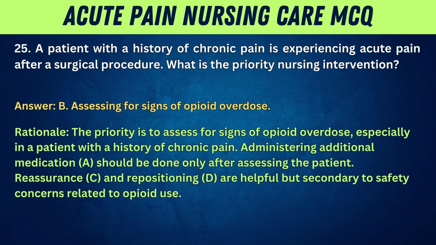Rationale. The priority is to assess for signs of opioid overdose, especially in a patient with a history of chronic pain. Administering additional medication, A, should be done only after assessing the patient. Reassurance, C, and repositioning, D, are helpful but secondary to safety concerns related to opioid use.